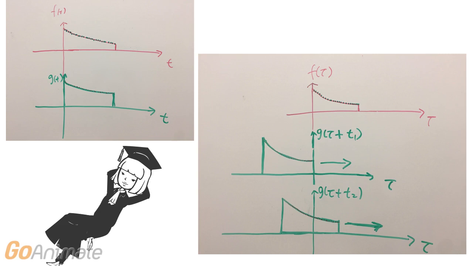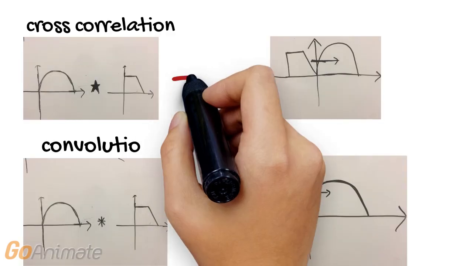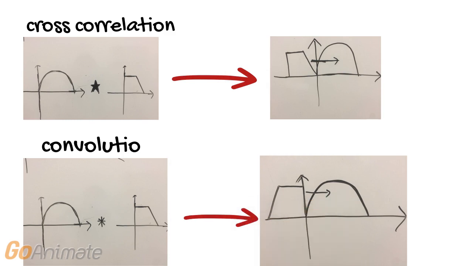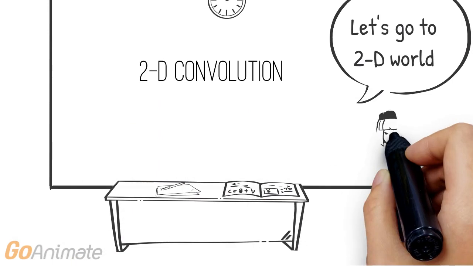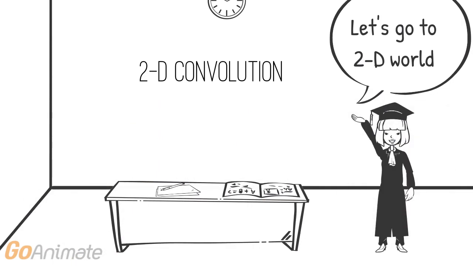Cross-correlation is very similar to convolution. The only difference is that for cross-correlation, the moving function g(t) does not need to be flipped around the y-axis. It is this tiny difference that gives cross-correlation and convolution totally different usages. Now, let's talk about two-dimensional convolution and illustrate how to smooth a digital image by convolution.